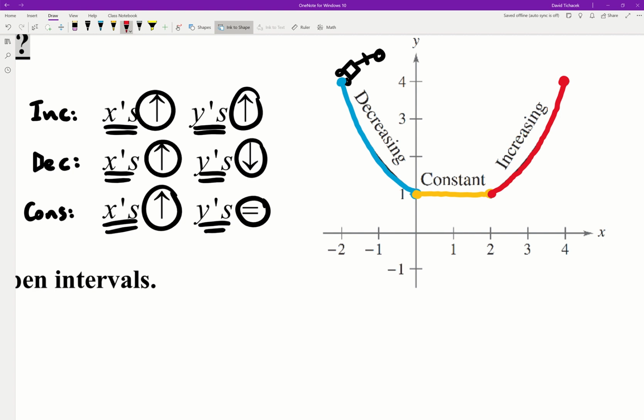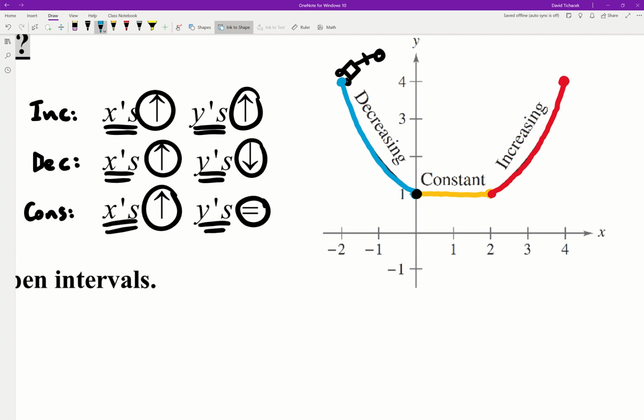And so the way that we would express these is with open intervals only, because it's a little bit misleading to say that I am going to be increasing or decreasing at a specific point, because that's not really a stretch of road. That's just a specific location, and it's really kind of open for interpretation if we're going to be increasing or decreasing at a specific point. So for that reason, whenever we write these intervals out, we are not going to use any closed brackets to include those end intervals here.